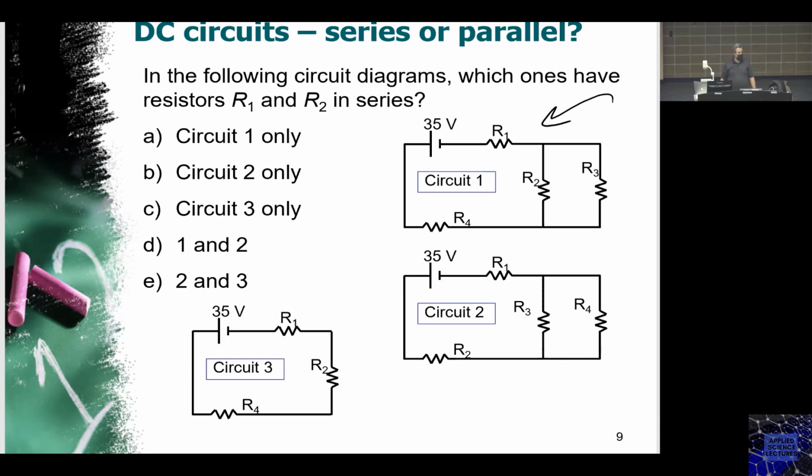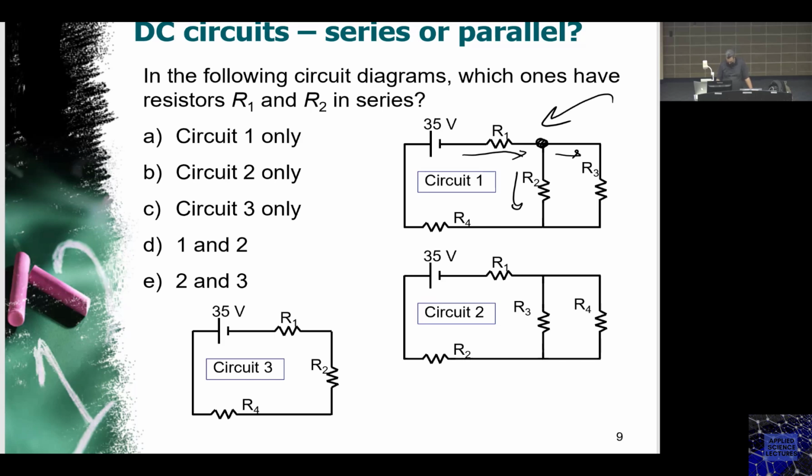R1 and R2 are in series. You agree? Well, let me tell you that R1 and R2, they're neither in series nor in parallel. If you go back to the definition of the parallel and series, you will see that although they are sharing one terminal here, the current going through them is not the same. This current is going to split into two currents, which means they are not in series.